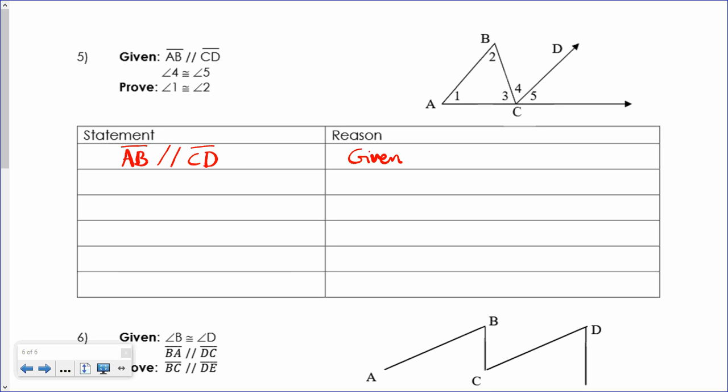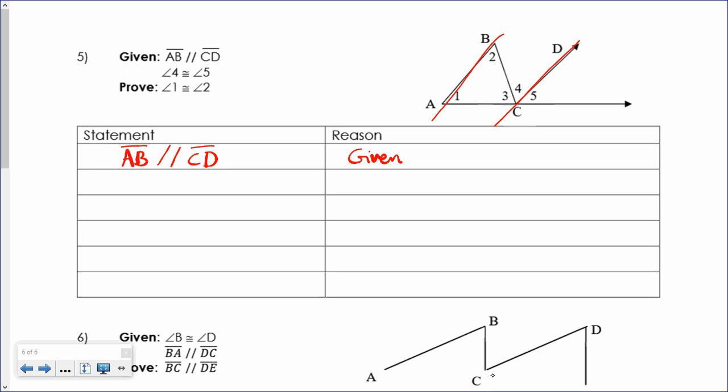All right. It's really helpful when you have all sorts of lines going in different directions to highlight the ones that are parallel. Doesn't matter whether you're solving or proving, highlighting the parallel lines is very helpful. Based on those two alone being parallel, what can you tell me?